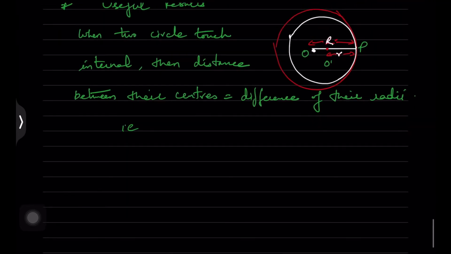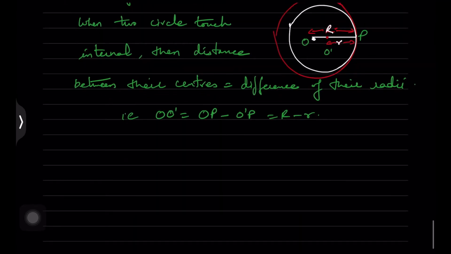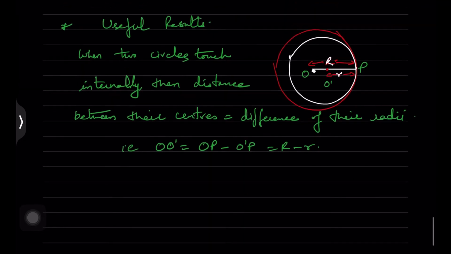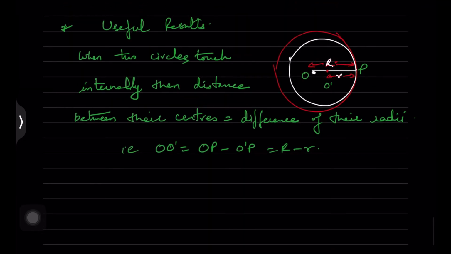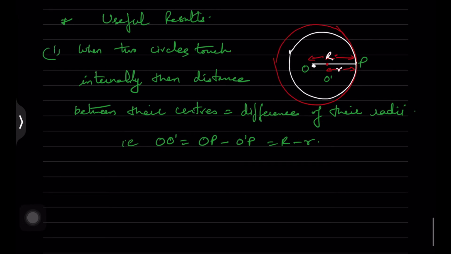You can see from this, O dash is equal to OP minus O dash P, which is equal to capital R minus small r. This is the formula for when two circles touch each other internally. When two circles touch internally, the distance between the centers is equal to the difference of the radii, that is O dash is equal to OP minus O dash P, which is equal to capital R minus small r. Now this is the first of the useful results.